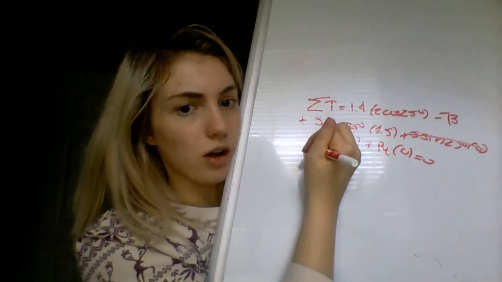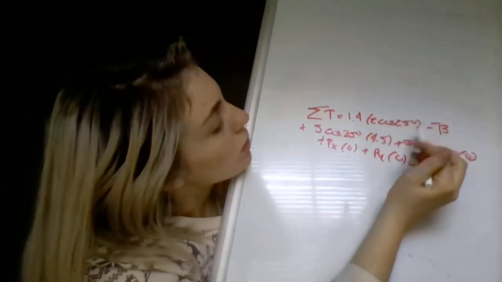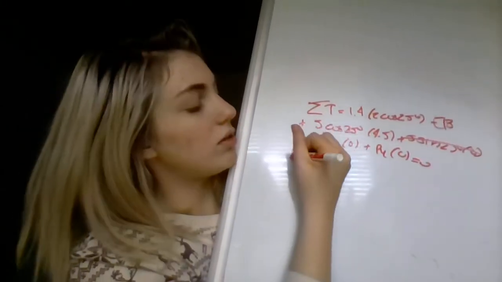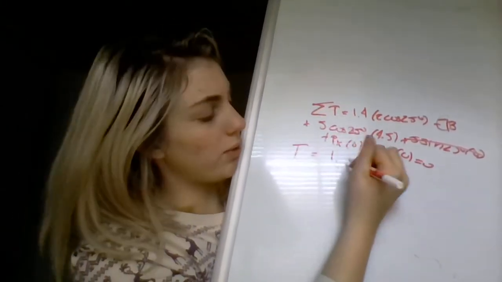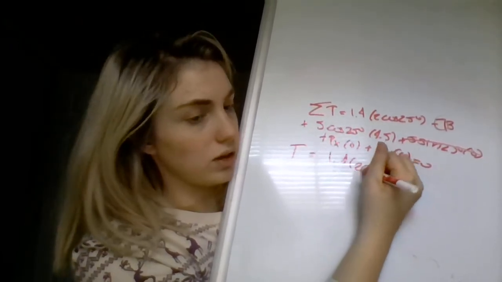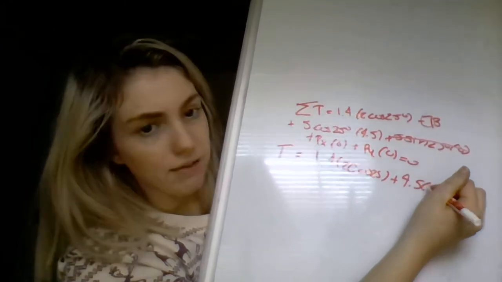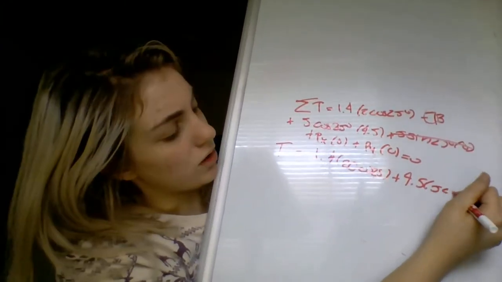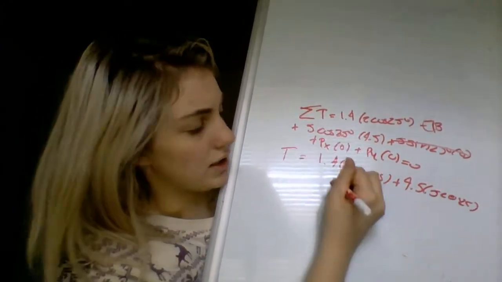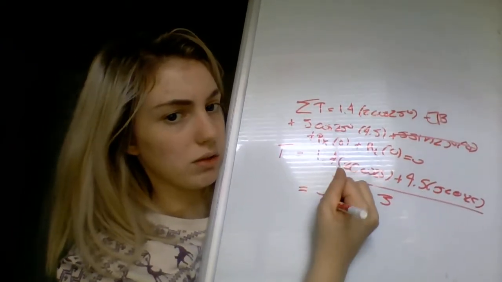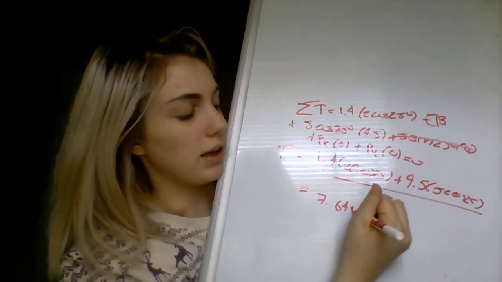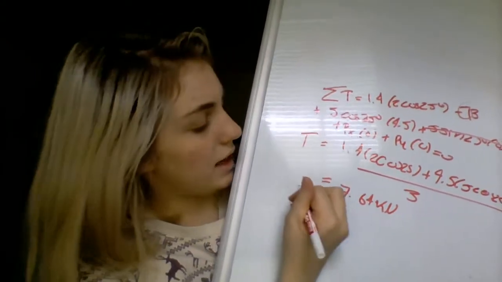So then I'm just going to solve for T right here. So T equals 1.4 times 2 cosine 25 plus 4.5 times 5 cosine 25 degrees over 3, which will equal 7.64 kilonewtons.